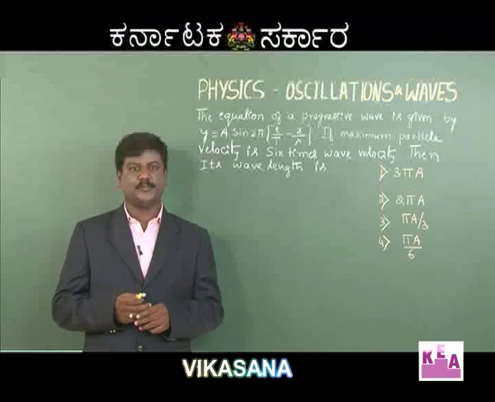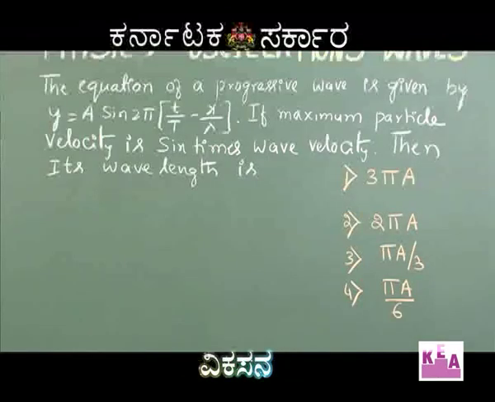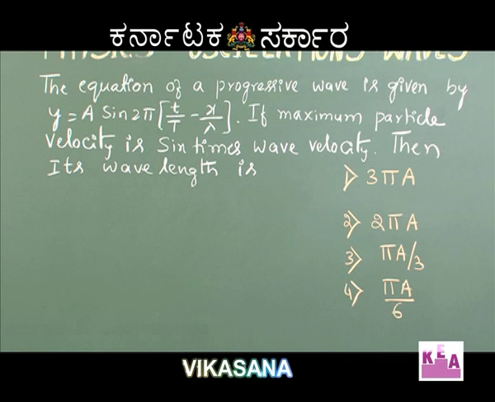Dear students, this problem is based on the wave. The equation of a progressive wave is given by y is equal to a sine 2 pi into t by T minus x by lambda. The maximum particle velocity is 6 times the wave velocity, then its wavelength is. There are 4 options. Option 1, 3 pi a, option 2, 2 pi a, option 3, pi a by 3, option 4, pi a divided by 6.